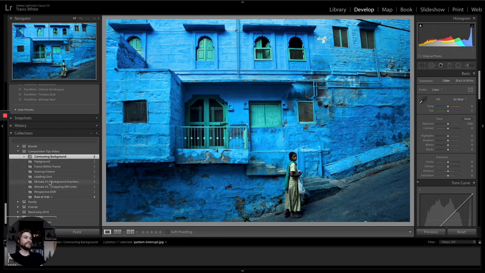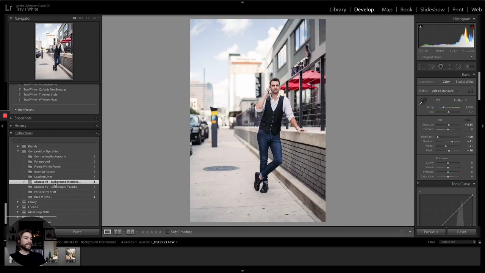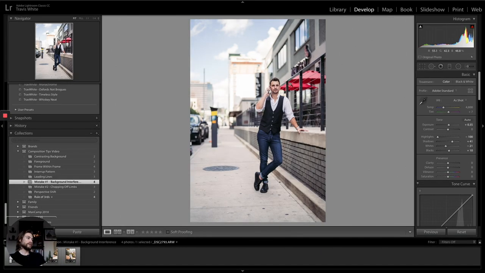There are also two mistakes that you can make that I want you to avoid. The first mistake is background interference. What I mean by that is, you see this leading line that I was initially trying to shoot, but then it cuts right through his head, and it looks like part of the background is growing out of his head. Now, most people might not see that and be like, oh my gosh, this is a horrible photo.